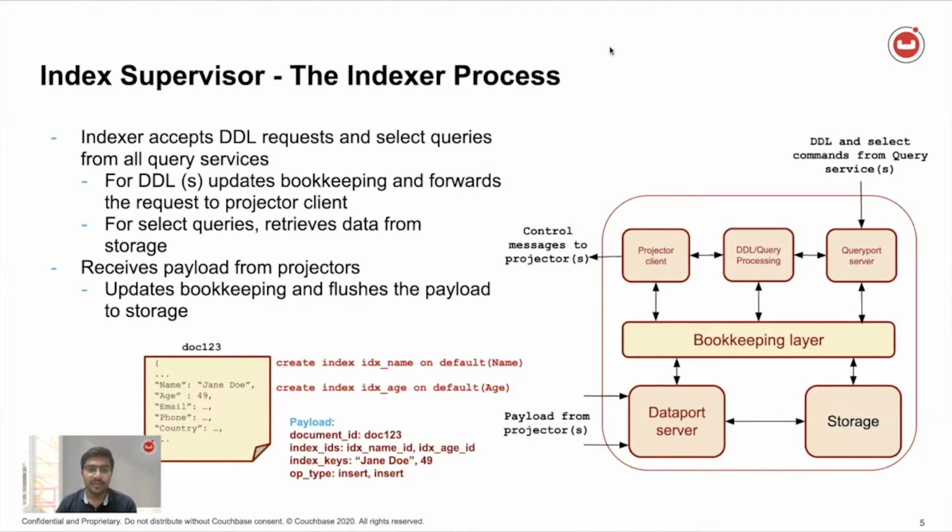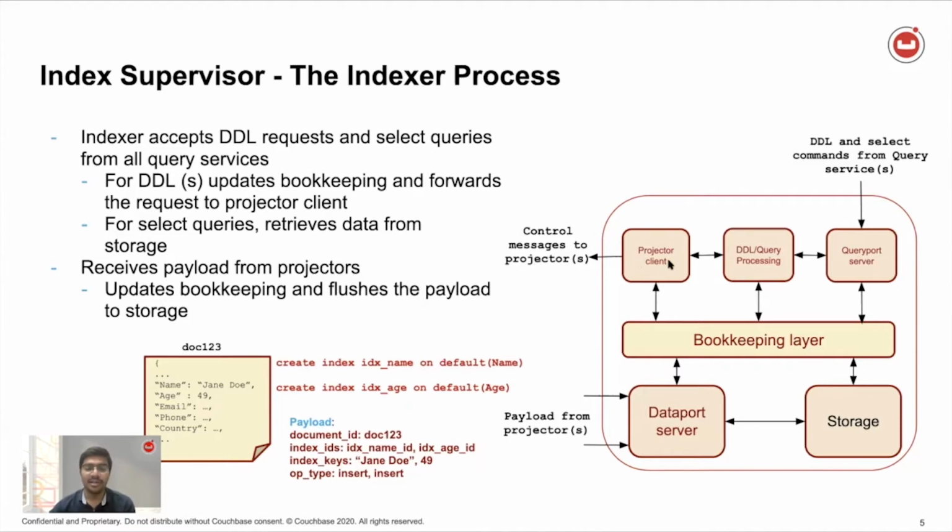The index supervisor, also referred to as the indexer process, accepts DDL and select commands from all the query services in the cluster. It hosts a query port server to listen to these commands, and upon receiving a command, it would forward these commands to a DDL or query processing unit. When a DDL is received, the indexer process would update its bookkeeping layer with information related to the DDL and send a control message to all the projectors in the cluster through projector client.